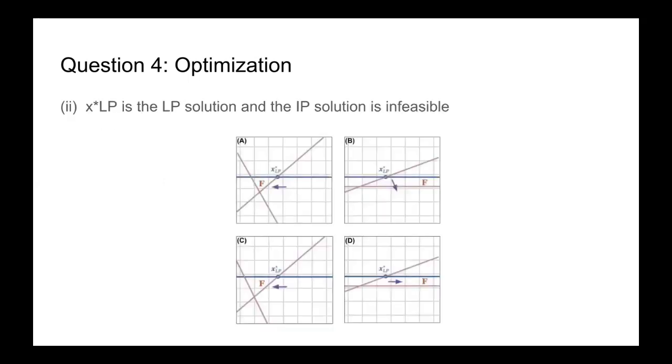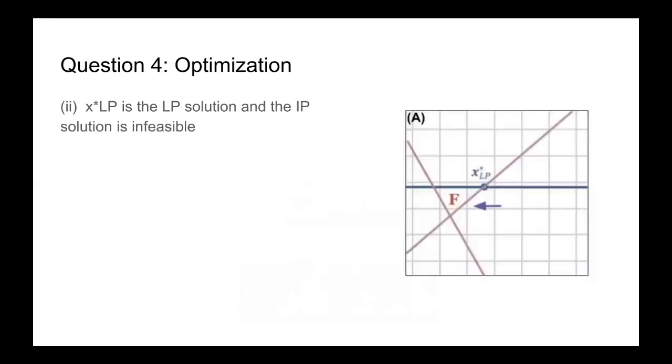Moving on to part 2, X star of LP is given to be the LP solution, and the IP solution is infeasible. So in all of these cases, we want to check to see that there is no possible IP solution that can be found while doing branch and bound on the given LP objective point. So first looking at graph A, we're given the cost vector pointing to the left, the X star of LP being the rightmost intersection point of the constraints. And then the feasible region is given as that triangle.